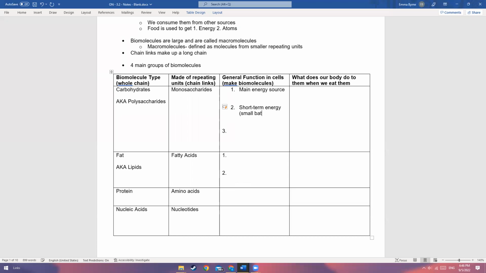Almost think about it like a small battery. There's some juice, but it's not enough to keep you running for that long. There's also another function that's not really related to energy expenditure, but carbs can also label and identify cells from other species' cells. And we will talk a little bit more about that later.